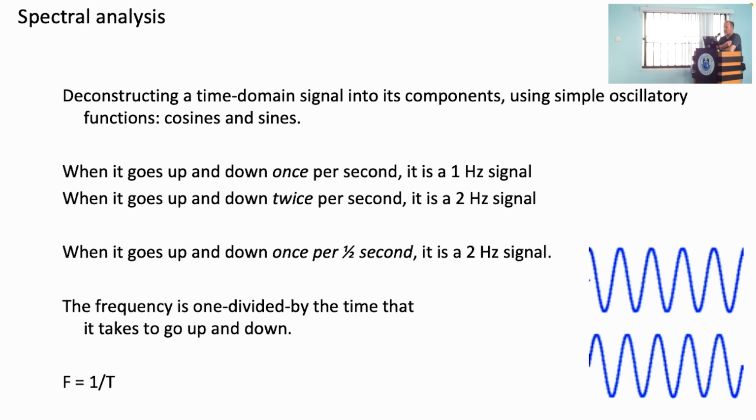If you have a sine wave, and it goes up and down once per second, it's a 1 hertz signal. When it goes up and down twice per second, it's a 2 hertz signal, etc. Taking it the other way, when it goes up and down once per half a second, it's also a 2 hertz signal. So twice per second is the same as once per half second. It's just a slightly shorter oscillation. Something you have to keep in mind is that the frequency is 1 divided by the time that it takes to go up and down, or the frequency is 1 divided by the time that one oscillation takes.